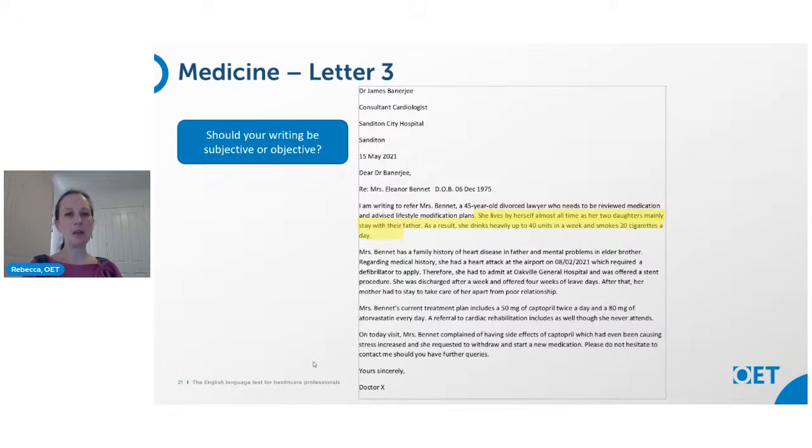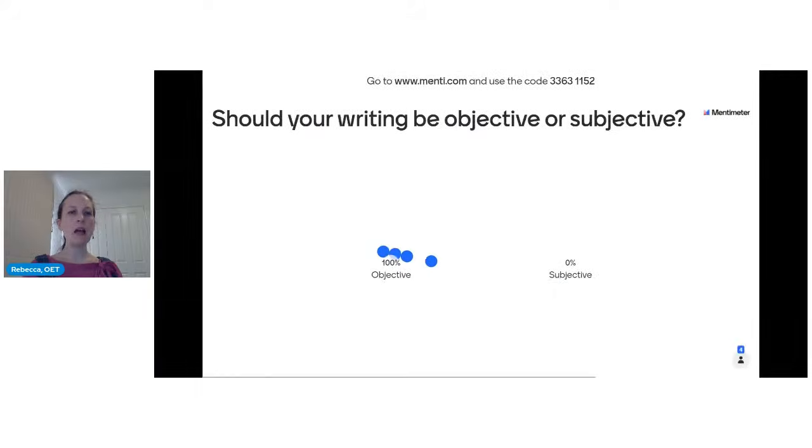So looking at the rest of the paragraph and thinking about appropriate writing for healthcare professionals, I'm going to ask you another poll question. Do you think your writing is supposed to be objective or subjective? So this is an easy question to answer in the poll or through the chat. Do you think your writing should be objective or subjective? Thinking about the type of letter that you're writing, who you're writing to. What are your thoughts? Is it supposed to be objective or subjective?